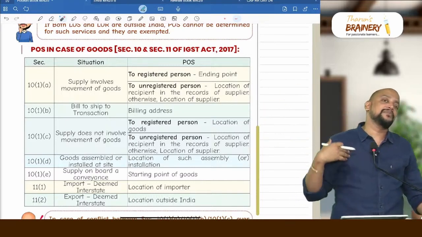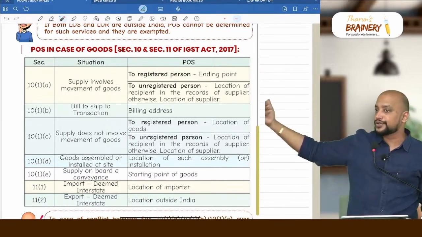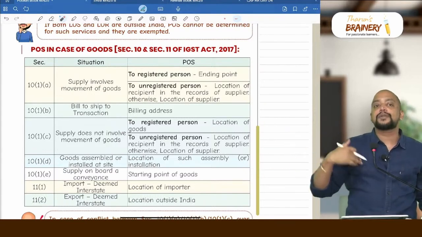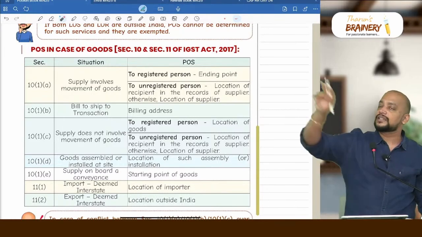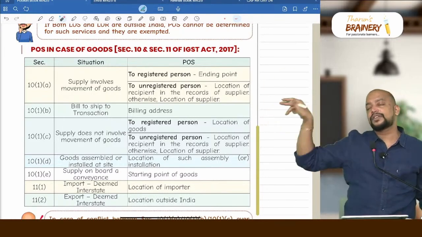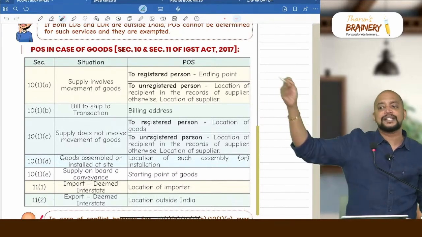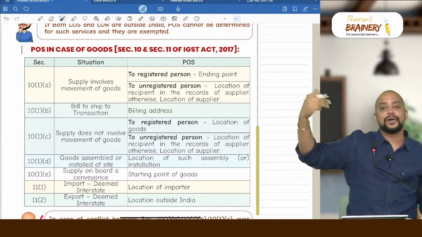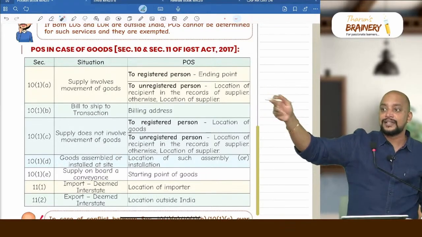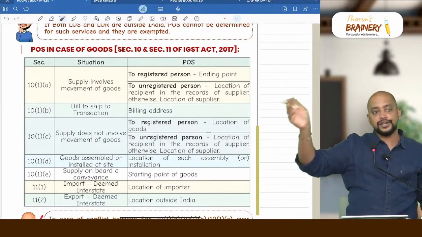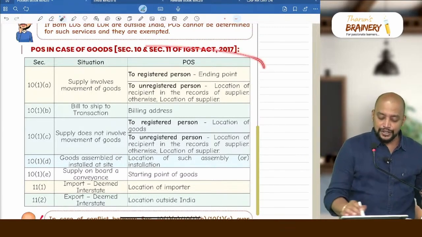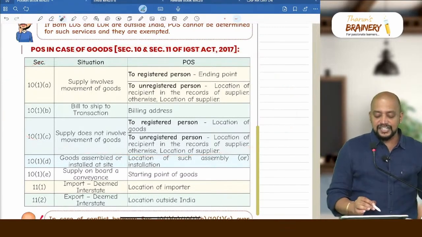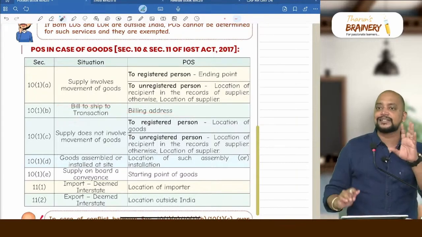Say for example, I am raising invoice to you but deliver the goods to your shipping address. Then in that case, for me, your address will be taken as the place of supply. But you in turn will raise invoice to that shipping address. So what will be taken as the place of supply? That will be supply involves movement of goods, 10(1)(a), again B2B, location of, that is ending point. B2C, location of recipient in the records of supplier, otherwise location of supplier, like that. So that's how we need to determine here. Then whenever it is a bill to ship to transaction, billing address is taken as place of supply.